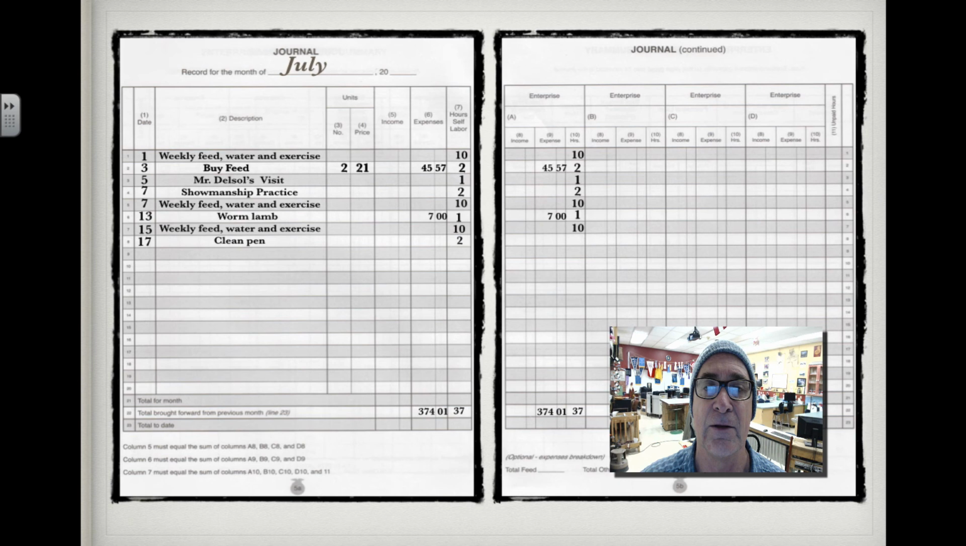On the 17th, you did a kind of deep cleaning of your pens. From time to time, you need to pull everything out and make sure that pen is extremely clean. And then the 22nd, same thing. And then lastly, you bought some more feed, 2 sacks at $21. It comes to $45.57, and 2 hours.